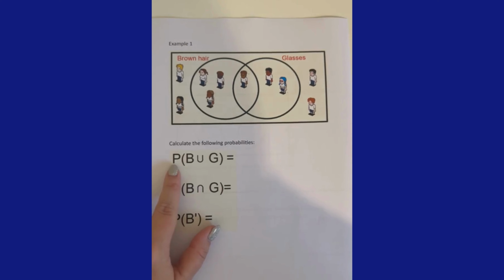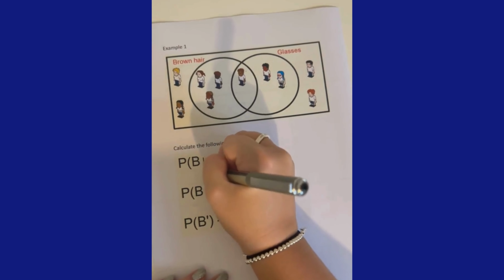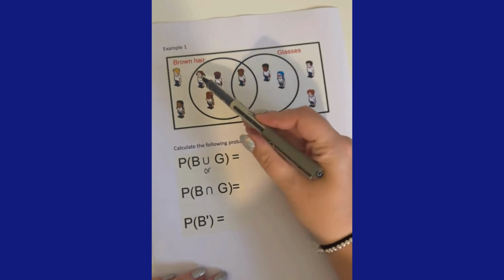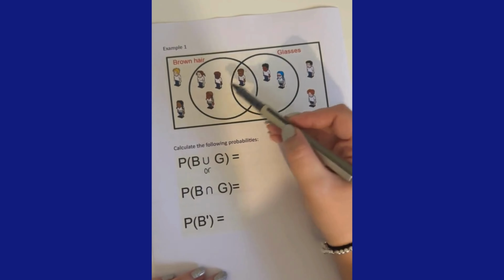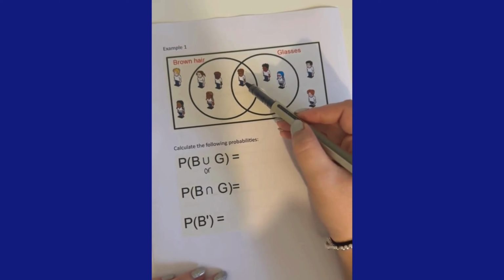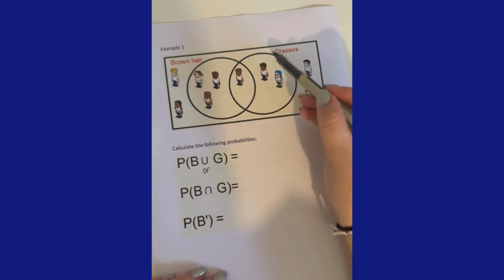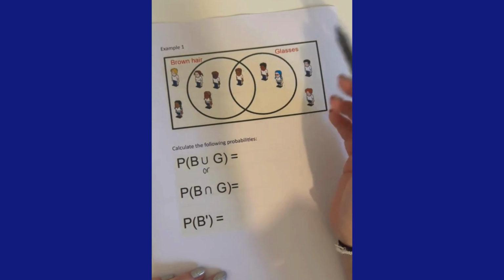So this P just stands for our probability, and this is saying the probability that the person that we are choosing is in the category of brown hair, and then this U means or glasses. So we're saying brown hair or glasses. It doesn't have to be both, we're saying or, okay? So if we look at our Venn diagram, we've got 3 people that have brown hair, a fourth that has brown hair and glasses, and then we've got 2 people who have glasses. So altogether in brown hair or glasses, we have got 6 people.